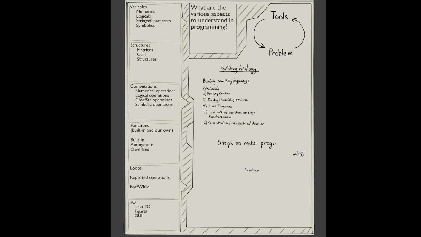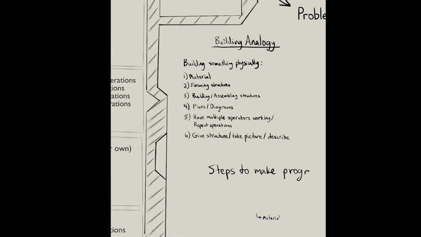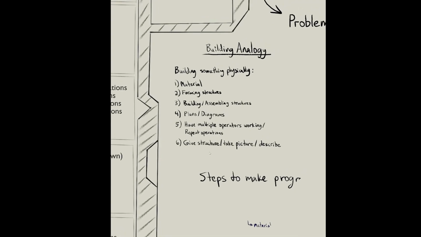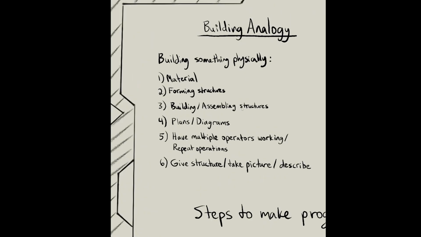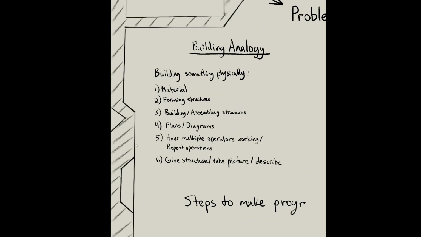With our analogy, we're building something physically. We have our material, which is like our variables. We are forming the structures from those materials, and we are building and assembling the structures. That's the computations. We have our plans and diagrams. That's the functions. Then we have multiple operators working, and we have repeated operations. Those are our loops. And then we have the actual output, right? Give the structure we built to them, take a picture, describe it, whatever it is. So these are the steps we're going to work through to solve our problem.